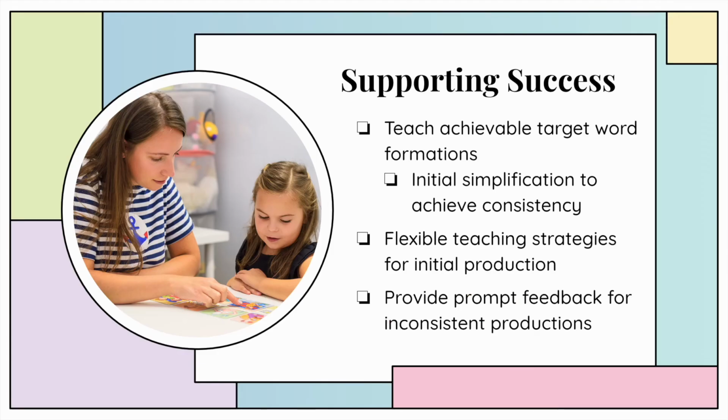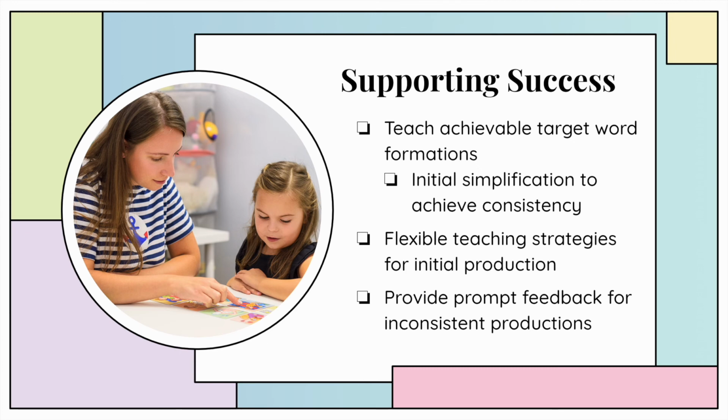So how do we support success for a client with this kind of intervention? In order to support their success, the SLP needs to ensure that they are teaching production of target words in a formation that is achievable for the client. It might be necessary, like it was in Ben's case from the research article, to simplify or modify some of the words on the list initially so that the client is able to achieve consistent productions. It's important to remember that consistency is the driving factor in this intervention, and the client is best supported if the SLP is providing target words that they are able to actually produce repeatedly and consistently.